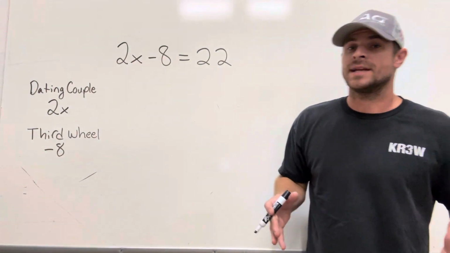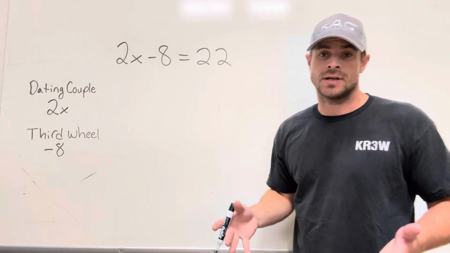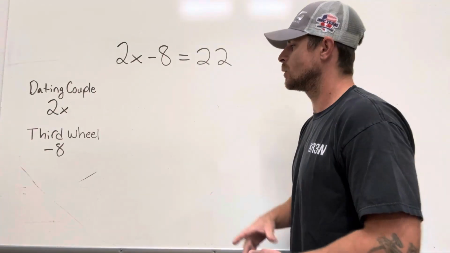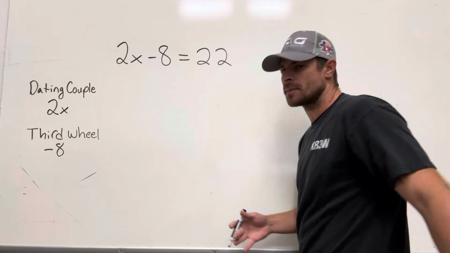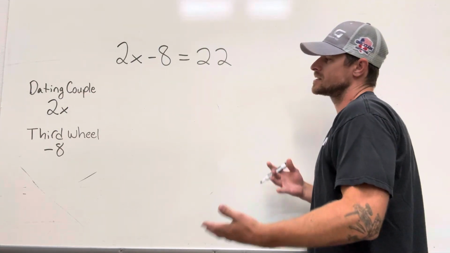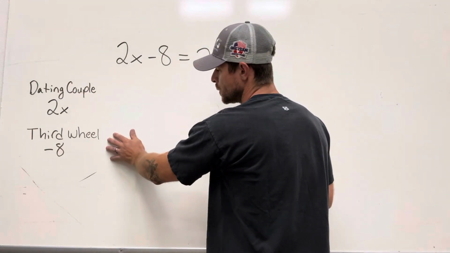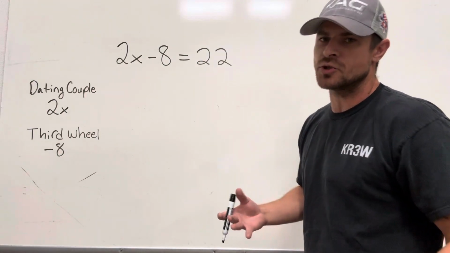Analogies are a great way to teach math, especially at certain age levels. You want to pique the interest of the kid in what their interests are. So one of the ways that I teach two-step equations, which is one of my favorite things to teach, is with an analogy of a dating couple and a third wheel. This piques the interest of these junior high kids.